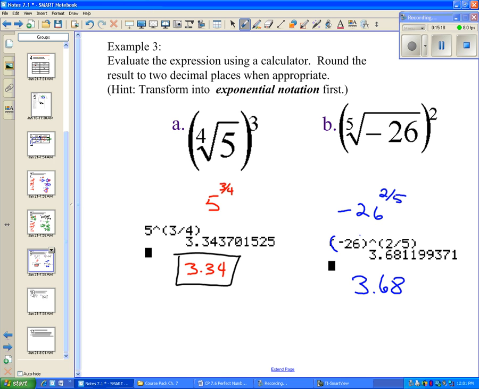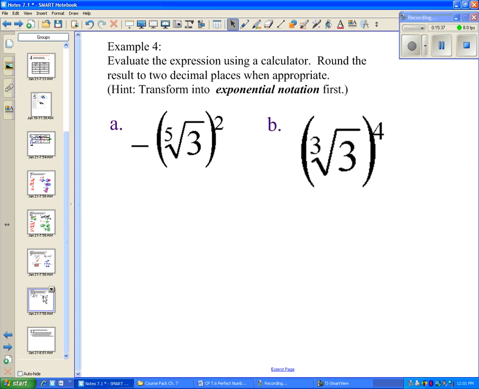Remember, I need a parenthesis around the negative 26 to make sure that I take the power of the negative. I need parentheses around the 2/5 to make sure it's to the 2/5 power, and not to the second power and then take the answer divided by 5. Be very careful that this is done in this process.